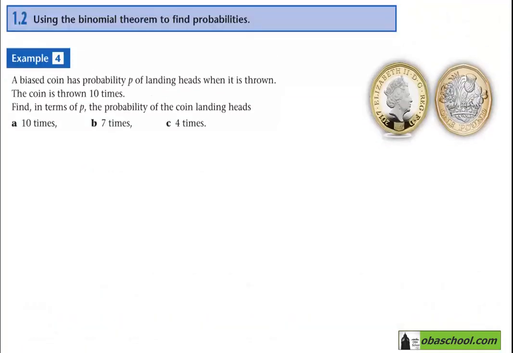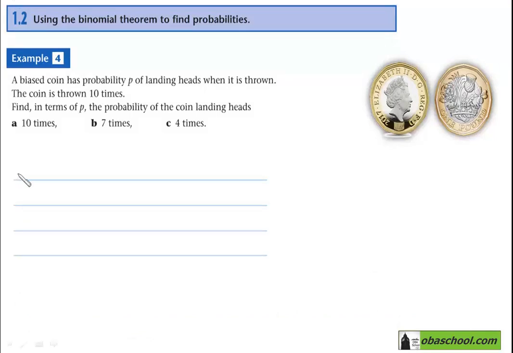Whereas for part B, we are asked about probability when the coin lands head 7 times. Thus, probability of x equals 7. As stated, probability of head equals P. Therefore, probability of tail, if given as Q, we know that Q equals 1 minus P, as the events head and tail are complement to each other. They are all the possible events occurring, so the addition of their probabilities equal 1.